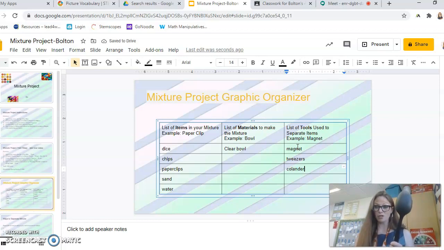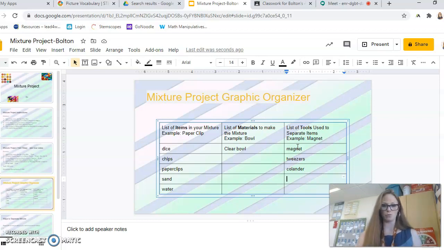Spoons. I have a big spoon here. You can use a little spoon. You can use a fork. What tool do you think would be good to help separate? This might be good to get my dice out. Maybe I don't want to use my fingers. So I'm going to put a spoon.